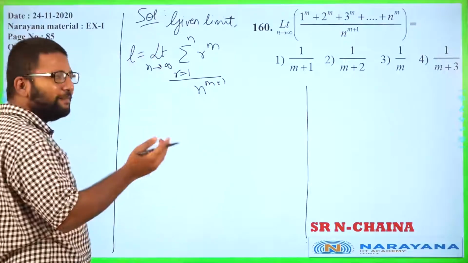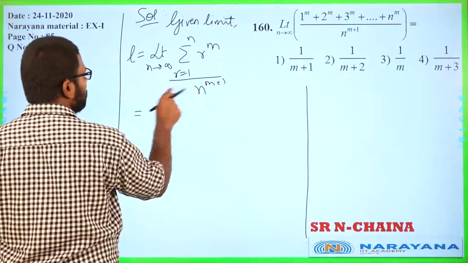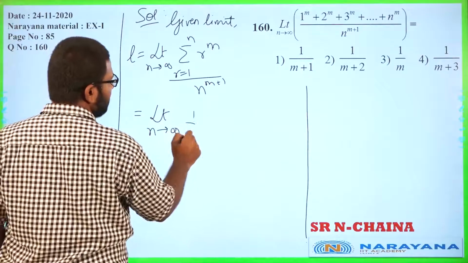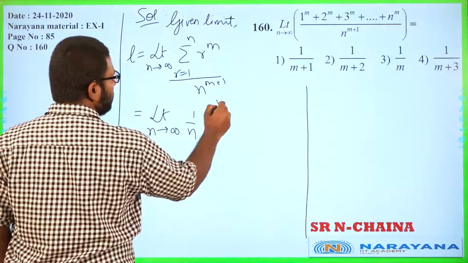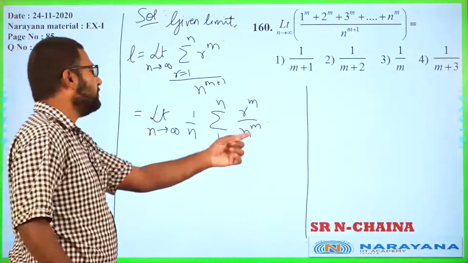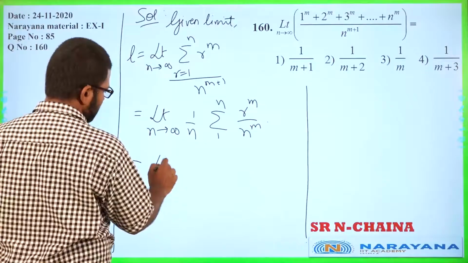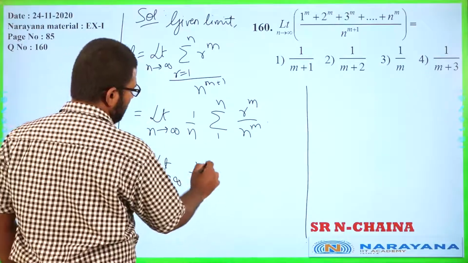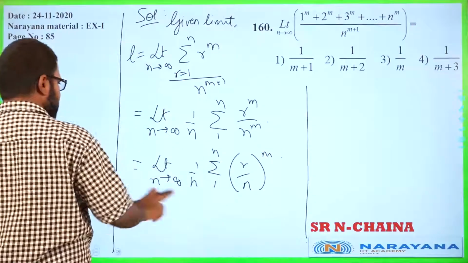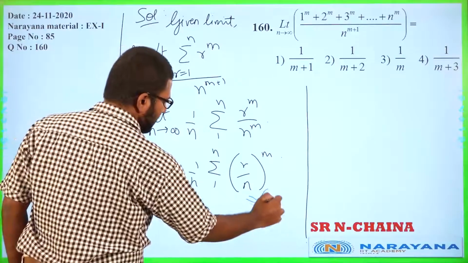Now, we want 1 by n outside and r by n inside. So, split this, take one n outside and take one n inside. So it becomes limit n tends to infinity 1 by n summation 1 to n r raised to m upon n raised to m. I have just split n into m and 1. But this then can be written as summation one to n of r by n raised to m. Now, do you see this fits exactly the kind of format we want? So, mentally this is x raised to m.